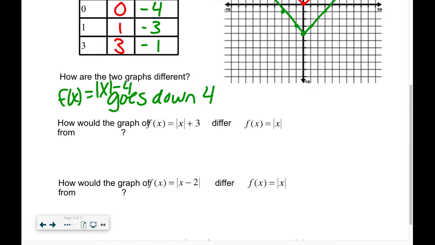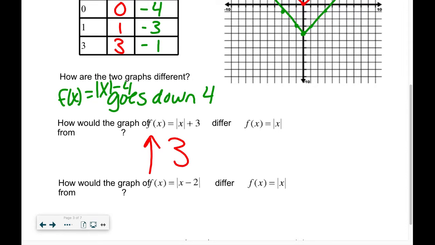Second one. How will the graph of f of x equals absolute value of x plus 3 differ? It goes up 3. How about this next one? It moves over to the right.